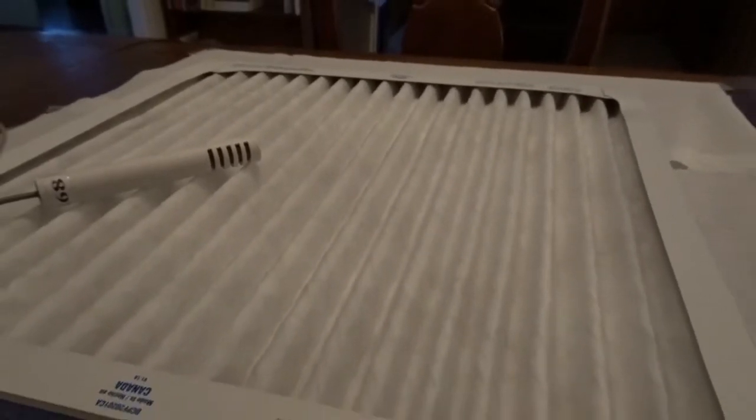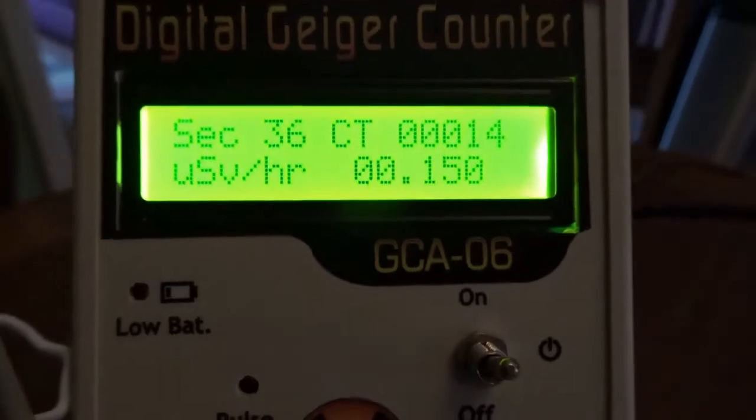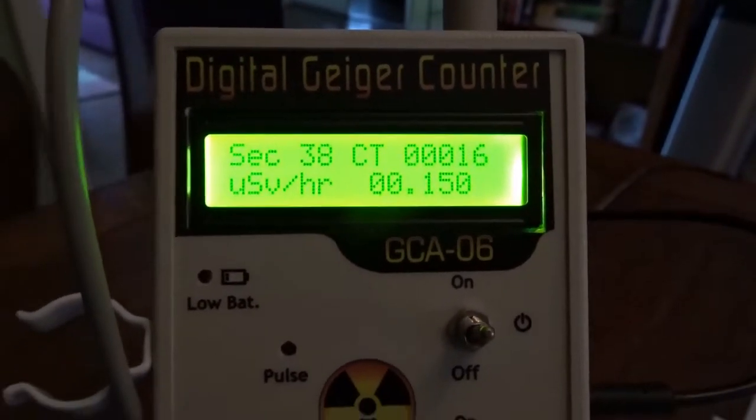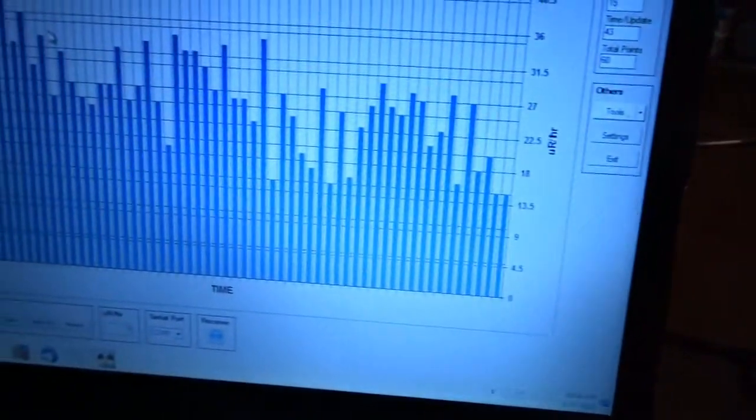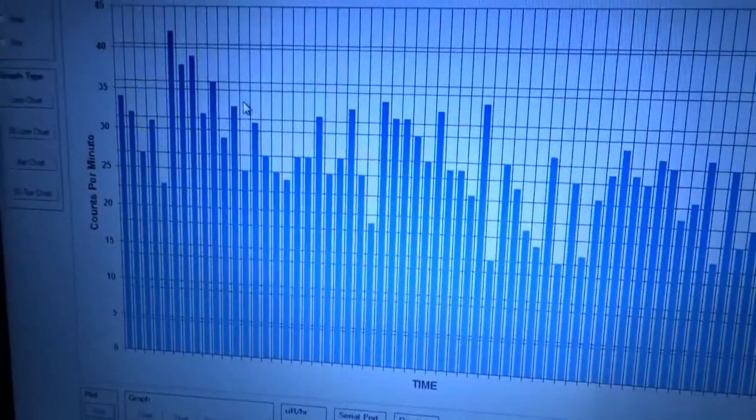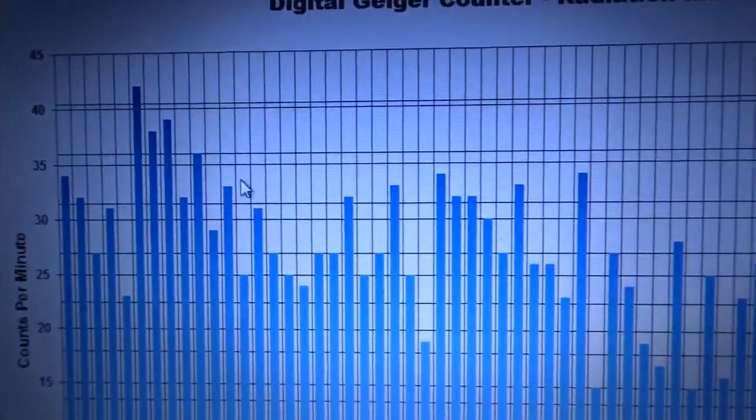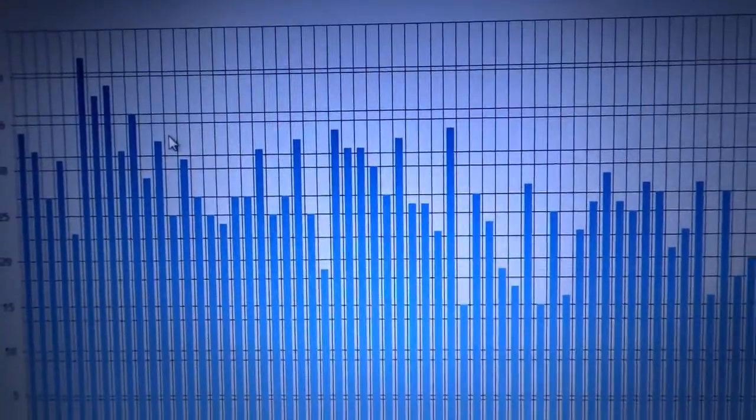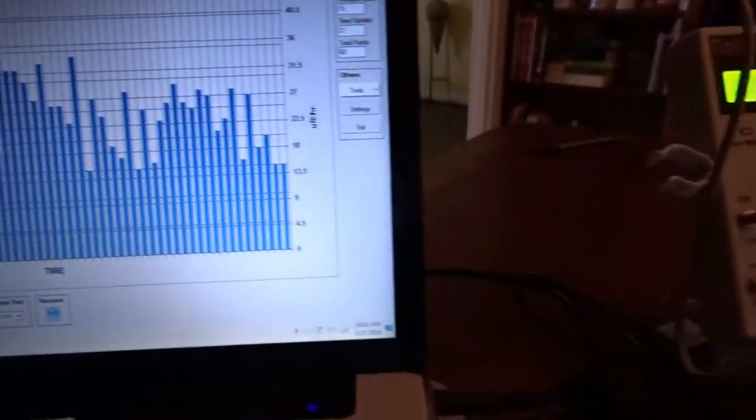And what I'm using is graphing software to measure the counts per minute. Now, I'm not worried about microsieverts or anything of that nature, just the standard counts per minute of radioactive decay. And so I'm plotting right now the background radiation of the room where I'm going to collect a baseline.